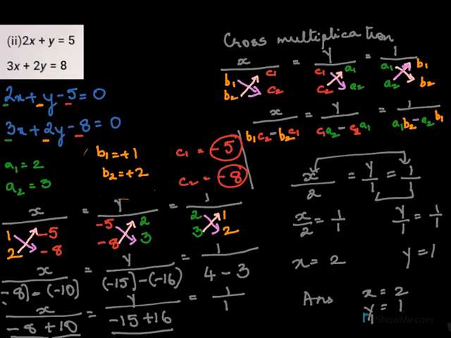It's called cross multiplication because we multiply the products and we subtract them.